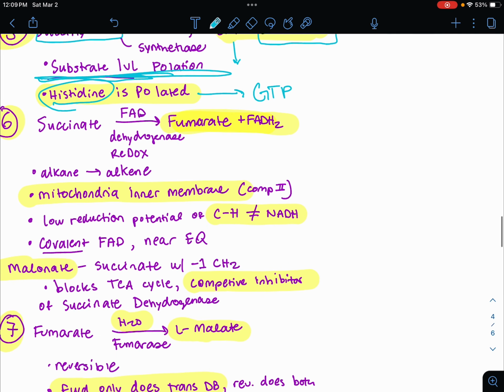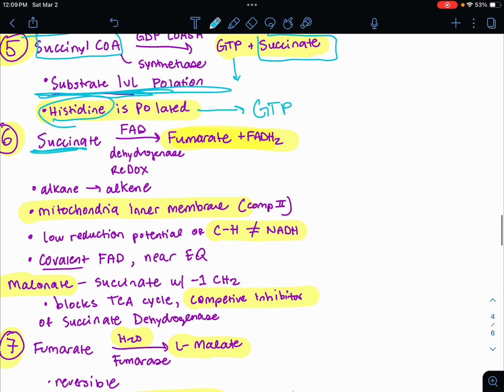All right, step 6, we're going to take our succinate. We're going to have our FAD and our succinate dehydrogenase, and we're going to be forming fumarate as well as FADH2. This is a redox reaction where we're taking the alkane, the succinate, into an alkene, the fumarate. This is going to be in the mitochondrial inner membrane, not the mitochondrial matrix. It's actually complex 2 in the electron transport chain as well. So this succinate dehydrogenase is also complex 2.